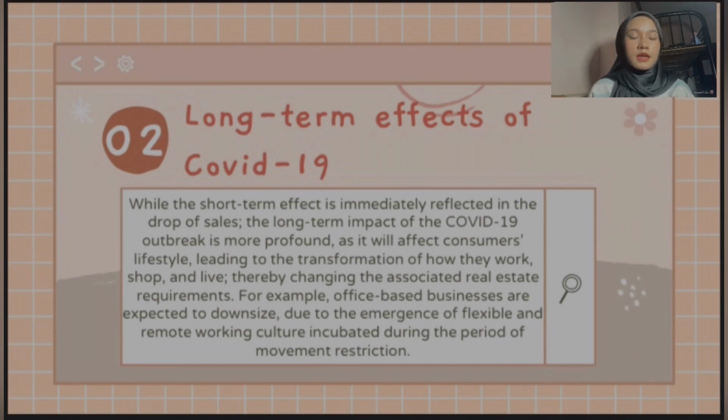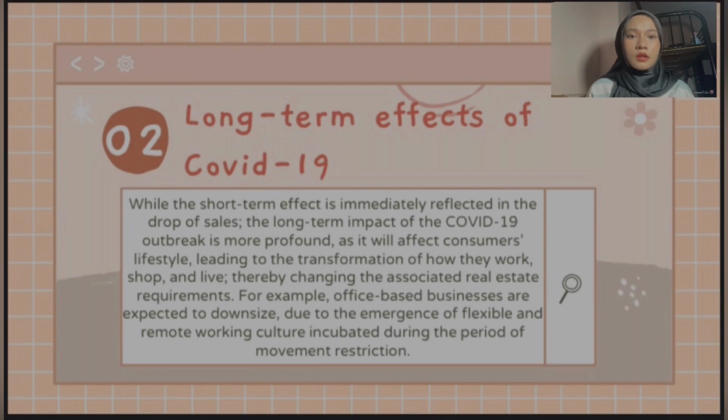Next, long-term effects of COVID-19. While the short-term effect is immediately reflected in the drop of sales, the long-term impact of the COVID-19 outbreak is more profound, as it will affect consumers' lifestyle, leading to the transformation of how they work, shop, and live, thereby changing the associated real estate requirements.